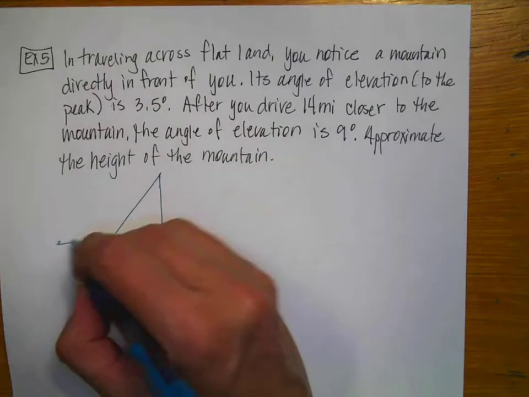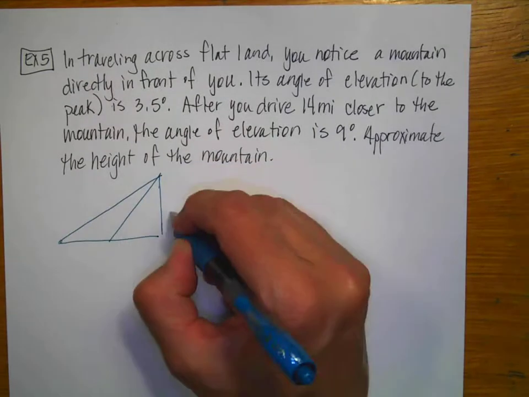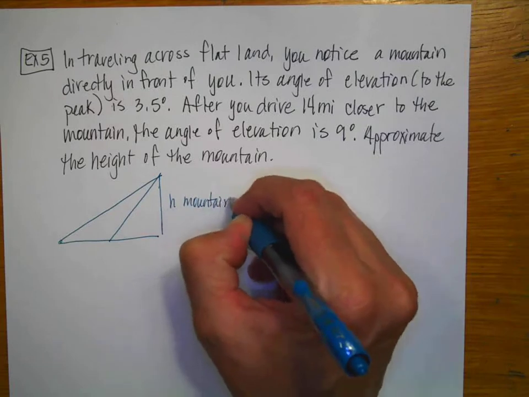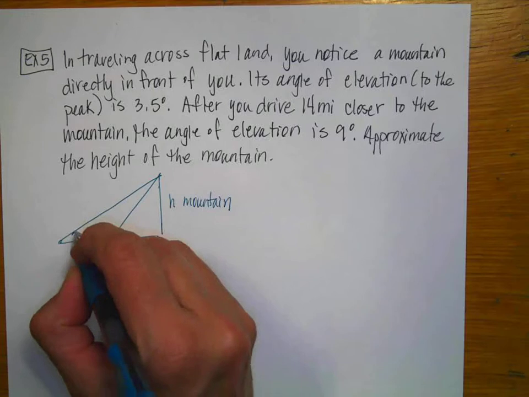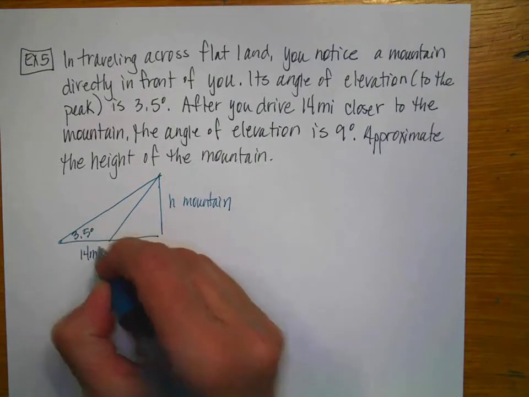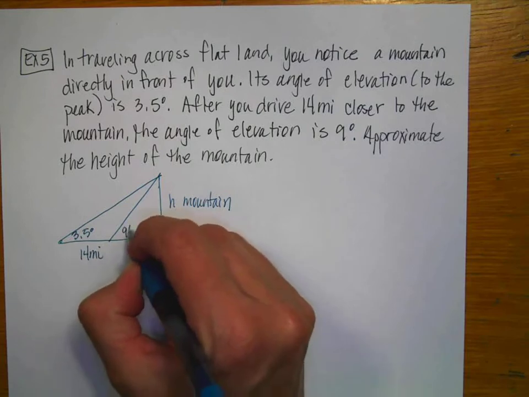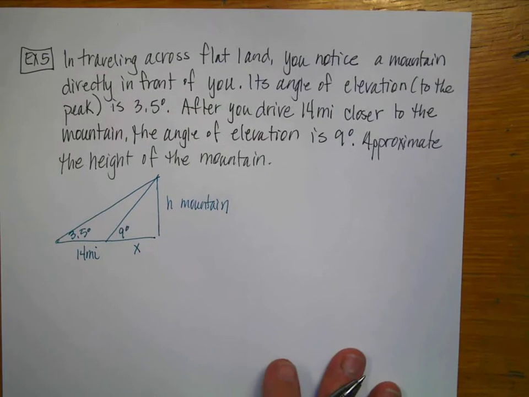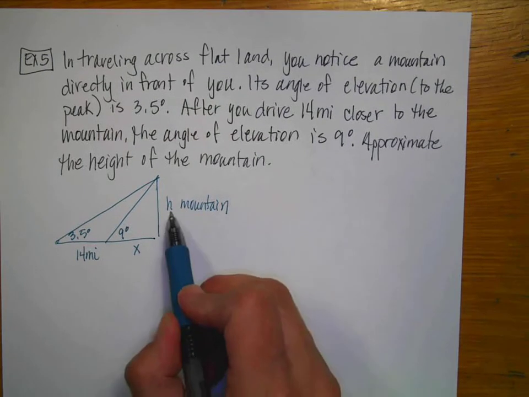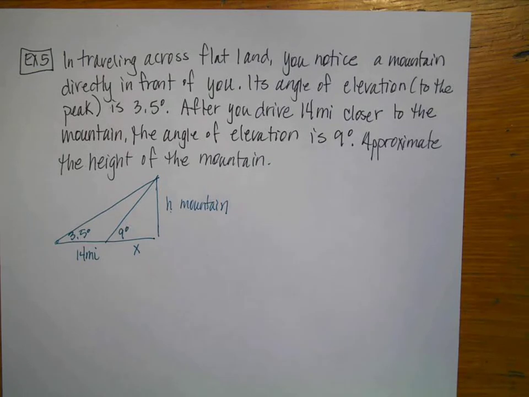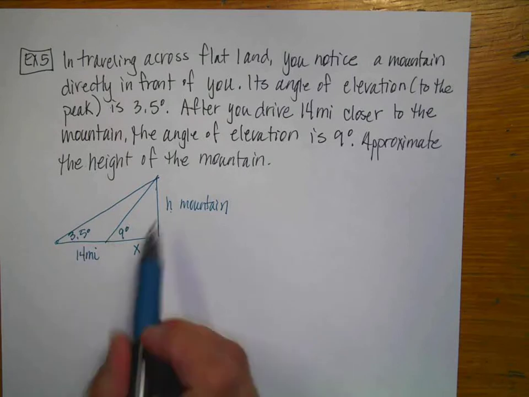So it's the same basic situation. So I have a triangle and I have a mountain. So H is going to be my mountain. And then I'm going to start over here, and I have 3.5 degrees. I drive 14 miles closer, and I get 9 degrees, and I'm going to call that distance x because I don't know that distance, okay? The goal is to ultimately solve for h, so I think I'm just going to do it the same way that we did the last one because I think that's a little bit more straightforward.